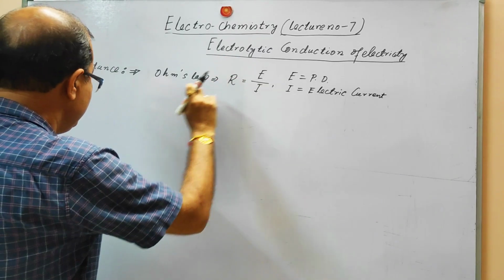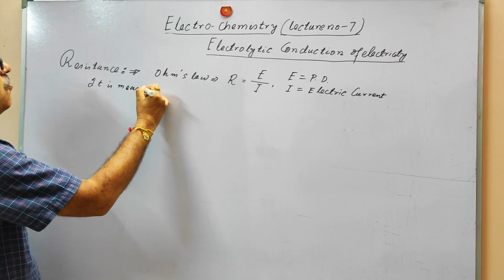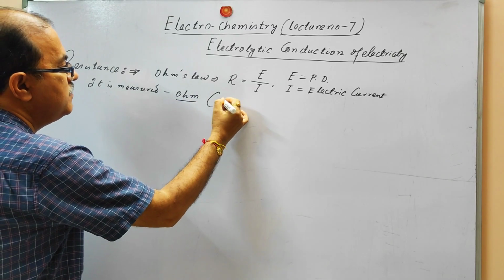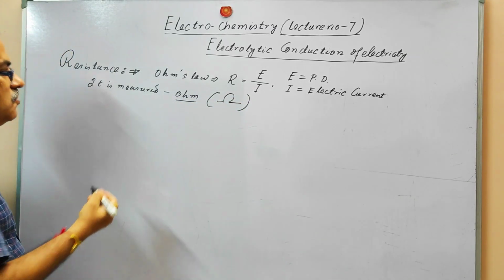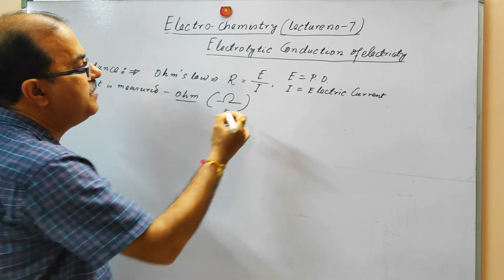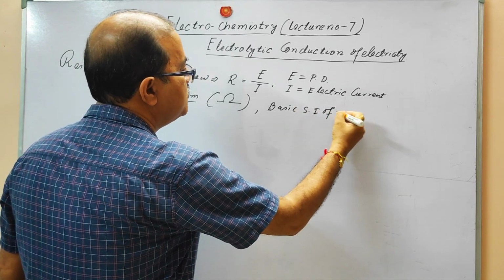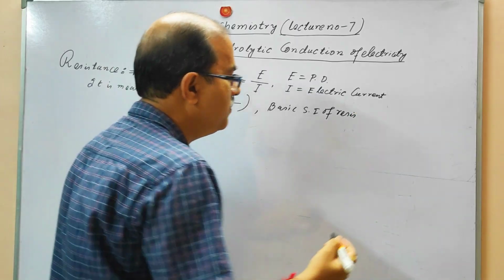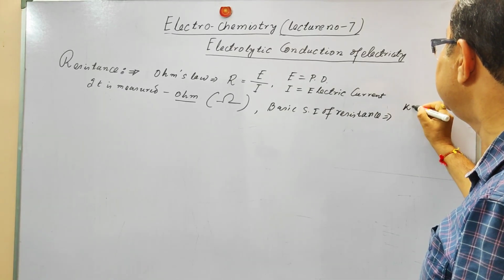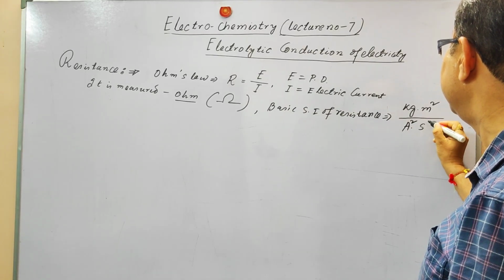It is measured in a very important and well known unit, that is called ohm, and its symbol is this. The basic SI unit of resistance is equal to kg meter square divided by A square into S cube.